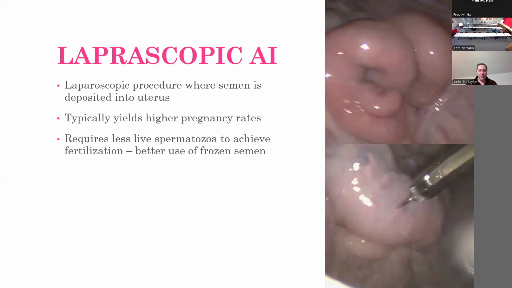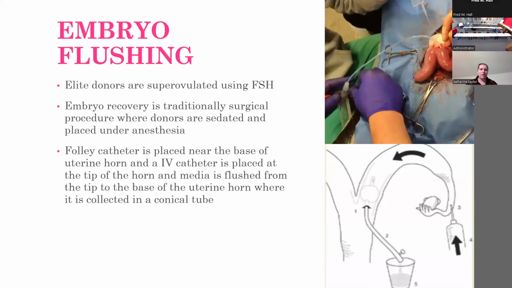Now, if you want to get more in depth and you want to use an elite female and replicate those, embryo flushing is always an option. We take in our elite donors. We can have ones that are milking 4,000 pounds, bucks that are on the elite list or produce high producing animals, and we super ovulate them with FSH. We're recruiting numerous follicles. And then we traditionally follow that up with a surgical procedure to recover those embryos.